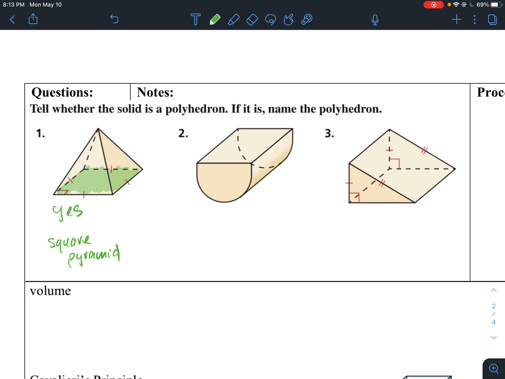Okay, for number 2, this side right here is not a polygon, so therefore this shape is not a polyhedron.